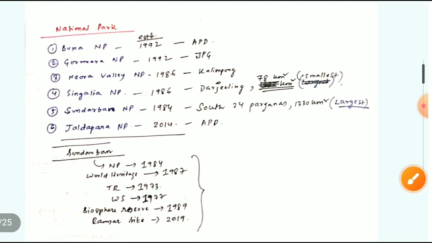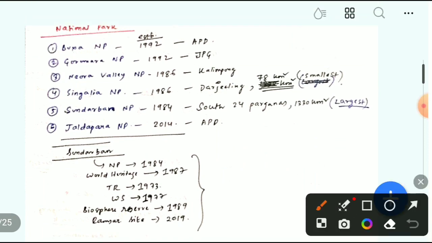Next, if you see the national parks of West Bengal, there are 6 national parks, and these 6 are most famous in India. First is Buxa National Park, established in 1992, in Alipurduar district.